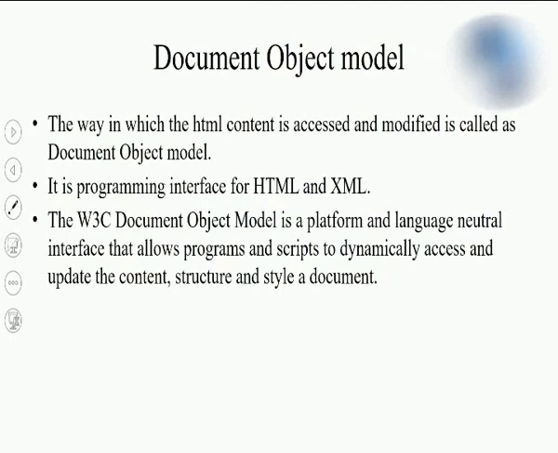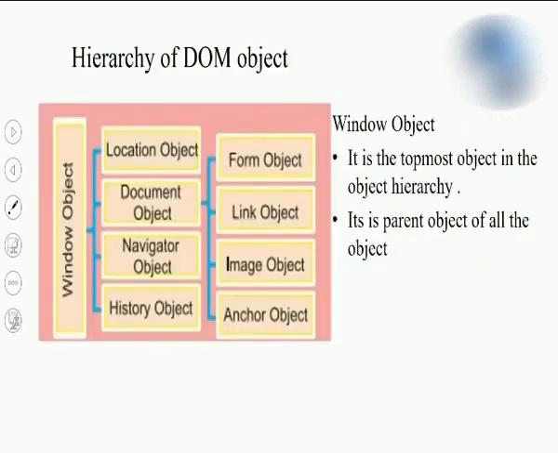According to W3C, the document object model is a platform and language neutral interface that allows programs and scripts to dynamically access and update the content, structure, and style of a document. What that means is, when the user is viewing your web page, depending on the user's action, it dynamically changes the contents of the web page, and that is possible by using the document object model. Students, this is the hierarchy of the document object model. You may observe on your screen the hierarchy which is given in your textbook. The same diagram is here.